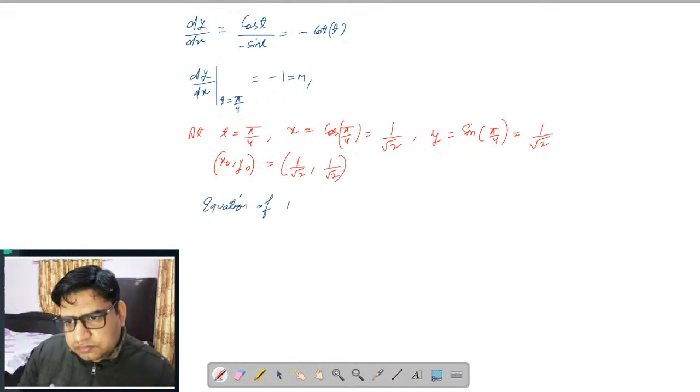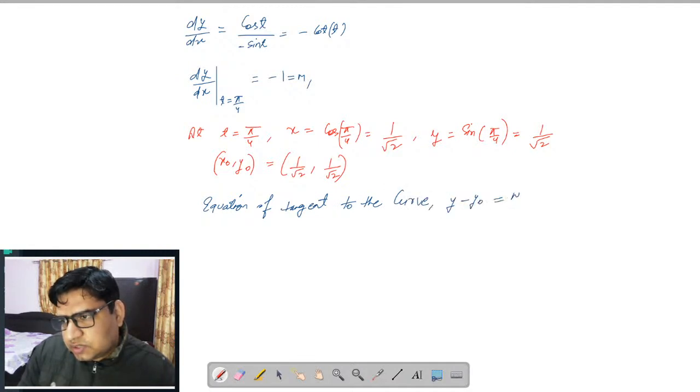Equation of tangent to the curve is nothing but y minus y naught is equal to m times x minus x naught. Okay, so y naught is 1 by root 2, m is minus 1, x minus 1 by root 2.